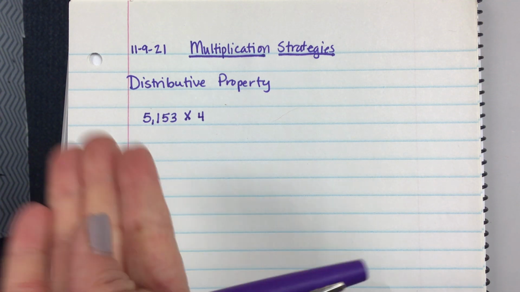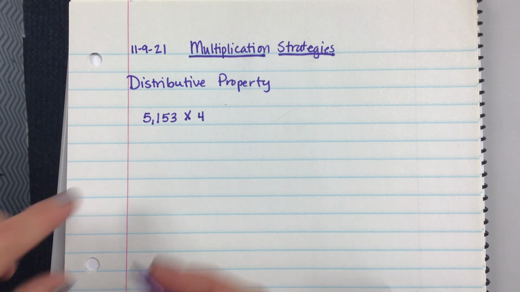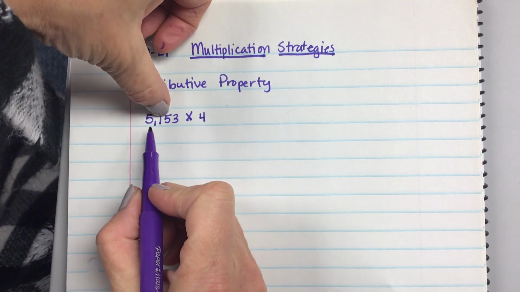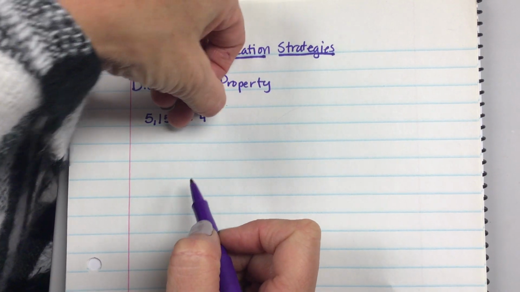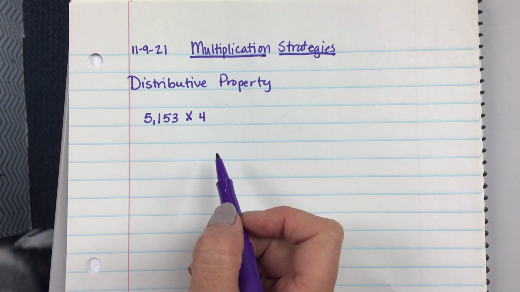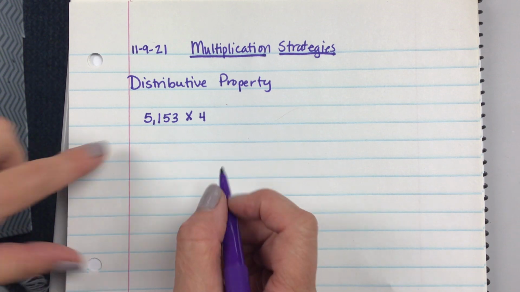So we know that we can use the properties of multiplication to help us solve this. First of all, the commutative property says that we can switch around our factors and still get the same product. So instead of putting 5,153, I'm going to have the 4 go first because I think that makes my distributive property a little less bulky.